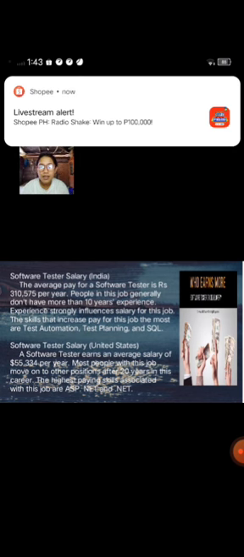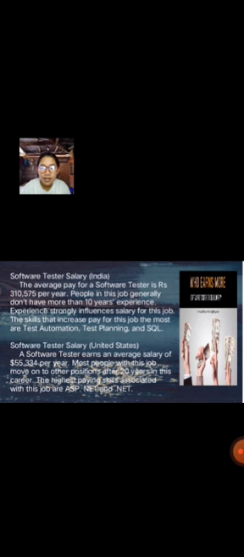The software tester salary in the United States: a software tester earns an average salary of 55,334 US dollars per year. Most people with this job move on to other positions after 20 years in this career. The highest paying skills associated with this job are ASP.NET and .NET.